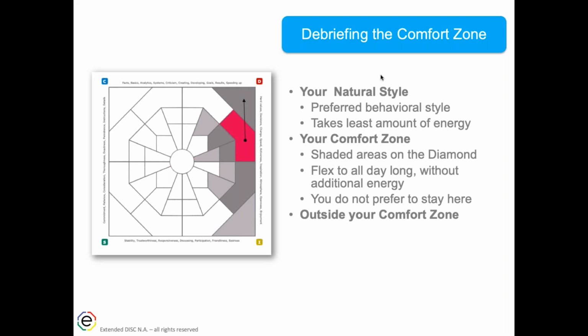And when you're within your comfort zone, which is the entire shading on the shaded areas on the diamond, those are the styles that you tend to flex to all day long without any additional energy. However, we do say you tend not to prefer to stay there. Once the external pressures are no longer present, you prefer to go back to your natural style, your comfort zone. And anything that is outside of your comfort zone, typically those are the styles that will take more energy and focus from you. And the further you are away from your natural style, the more energy and effort it takes.